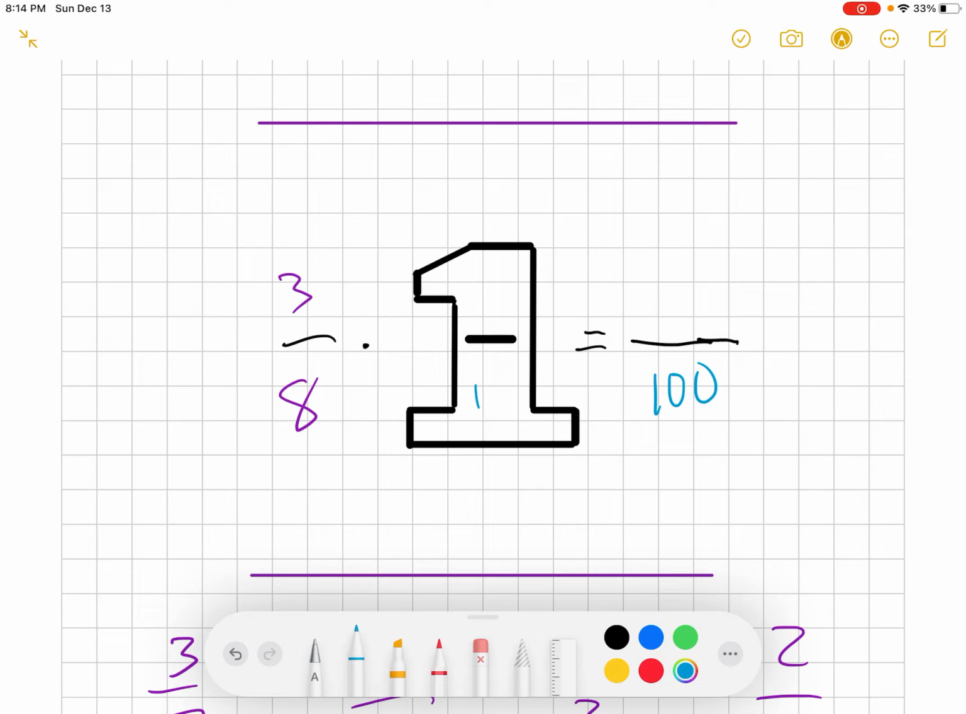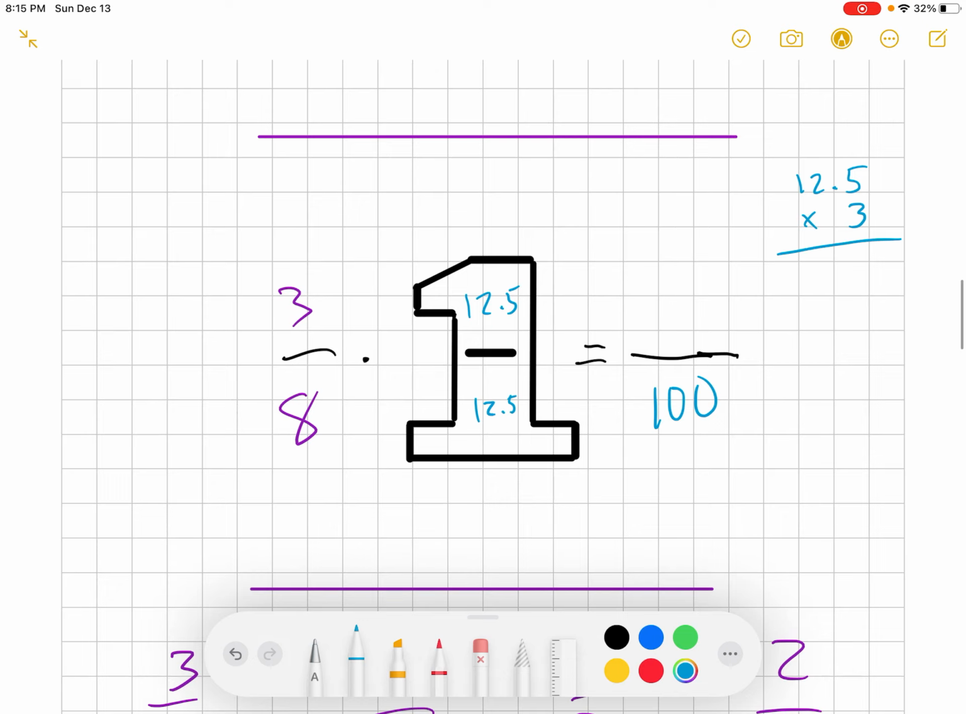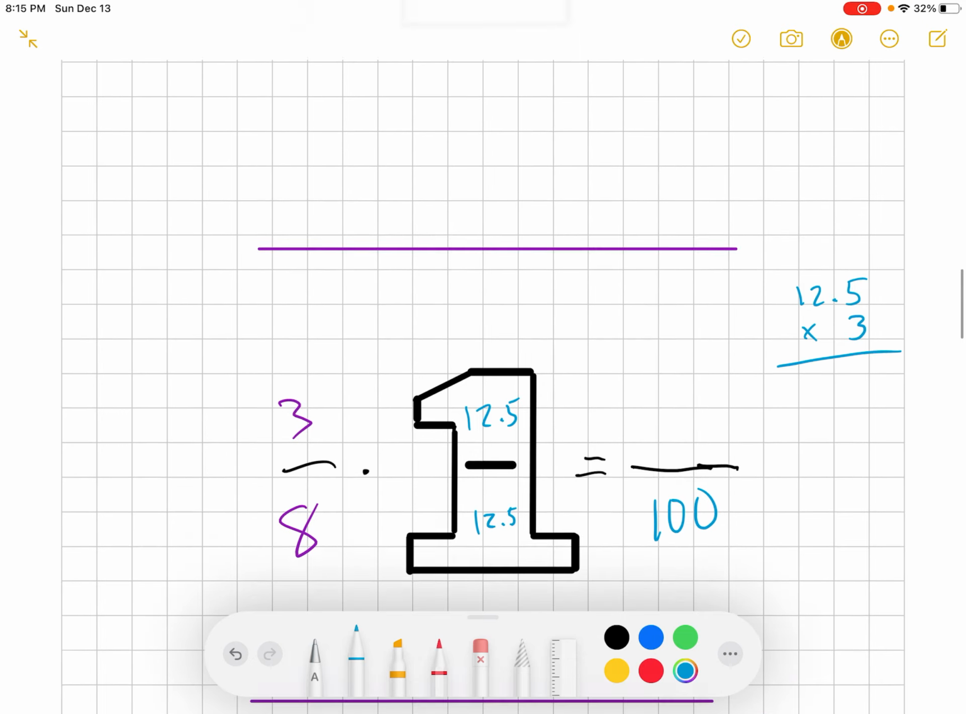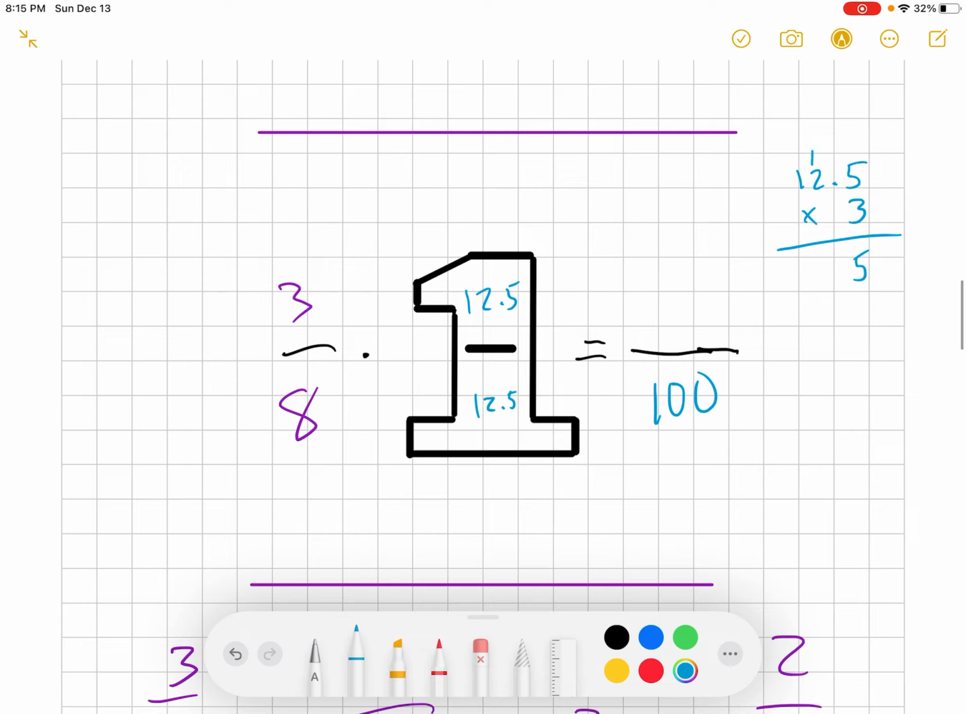And you'll find out that it is actually 12.5 over 12.5, and you can do that if you needed to. So 12.5 times 3, we haven't done much decimal multiplication like this. Do 5 times 3, which is 15. 3 times 2, which is 6, plus 1, that's 7. 3 times 1 is 3. And when I have one number to the right of the decimal place, I need one number to the right of the decimal place in my answer. So that would give us 37.5, okay?